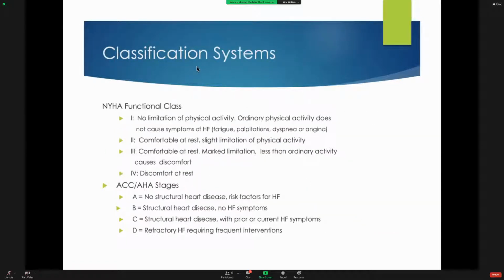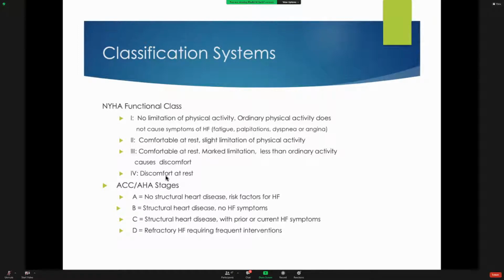We have two classification systems for heart failure. We have the NYHA functional class, the New York Heart Association functional class, and we have the ACC-AHA stages, the American College of Cardiology and American Heart Association stages. For the functional class, when there is no limitation of physical activity, we call it class 1. Class 2 is when the patient has slight limitation of physical activity. When there is a marked limitation, it's class 3, and class 4 is when the patient has dyspnea at rest.